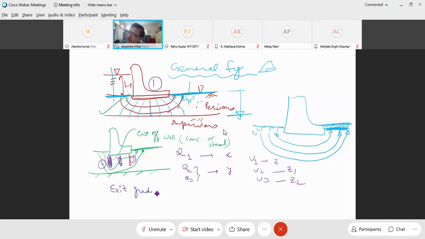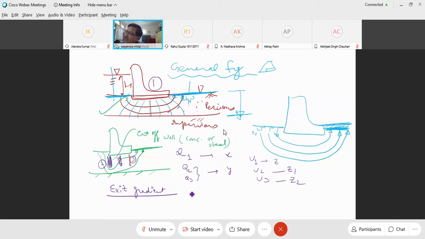Exit gradient is sort of the critical hydraulic gradient about which somebody asked me. Friends, the exit gradient I am going to explain to you now. What is the exit gradient? What is the piping phenomenon? What is the uplift pressure phenomenon? That I am going to discuss now.